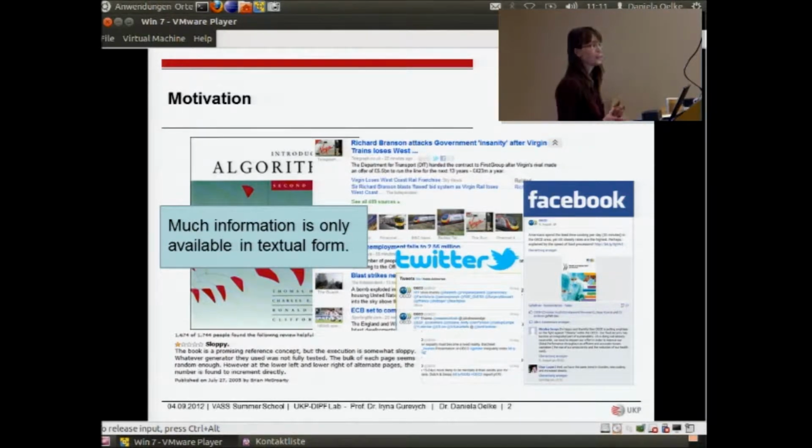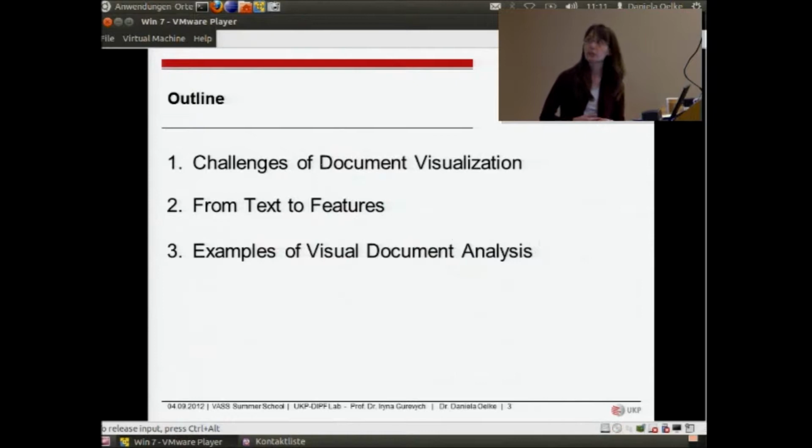So obviously there's something we need to care about, text data as well, and this is what this talk is going to be about. So there will be three main parts. In the first part, I'm going to talk about the challenges of document visualization. Next, I'll tell you something about the automatic pre-processing that has to be done. And in the third part, I'll show you some examples for visual document analysis.